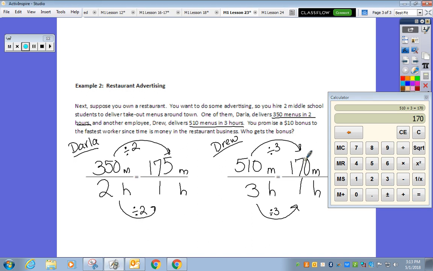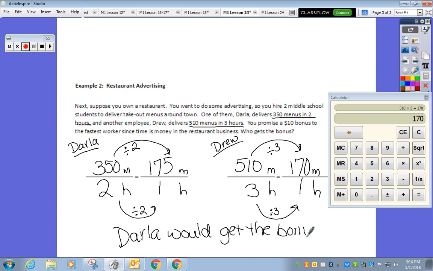So now once again, I'm going to stop and ask myself, if I wanted to be faster, would I want more menus per hour to be delivered or less menus per hour to be delivered? In this case, it would be the number that is greater, so I'm looking for whichever number is higher. Hopefully, looking at these two numbers, you can see that 175 menus is more than 170 menus. So Darla would get the bonus. She can deliver faster.